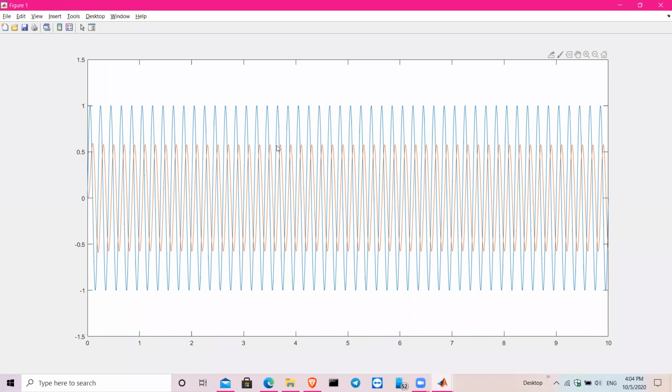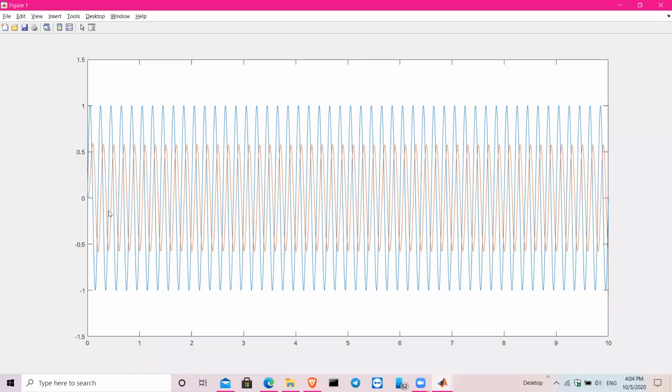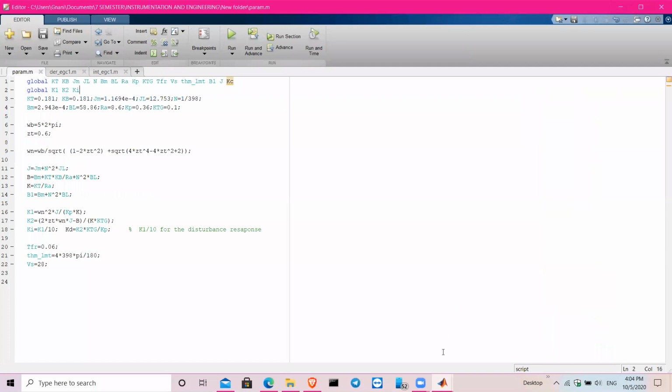Sir, it is like this. Yeah, both are the same now. Sir, what is this red color graph? Is this the output? You can go to that file and remove those marks, only the output you take. Okay, sir. I think that is the output only.